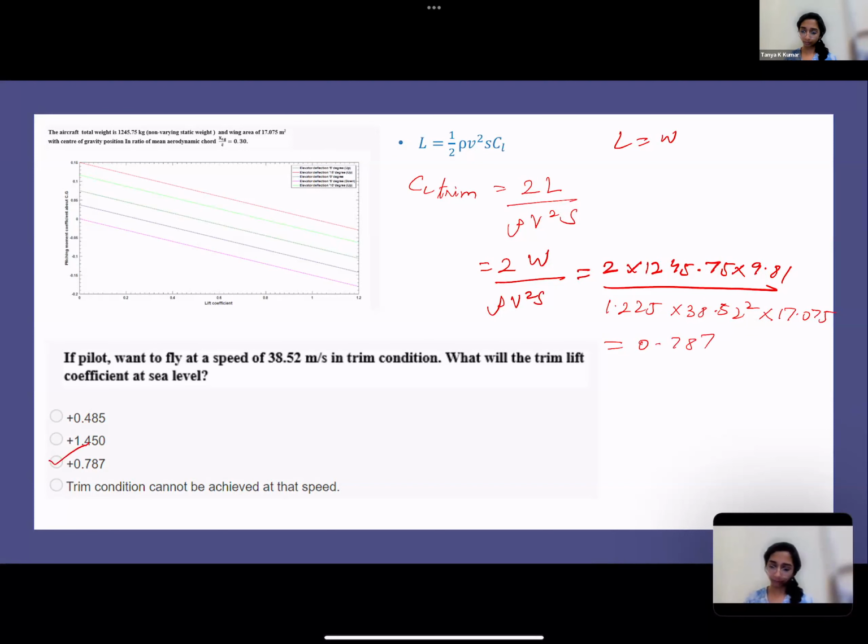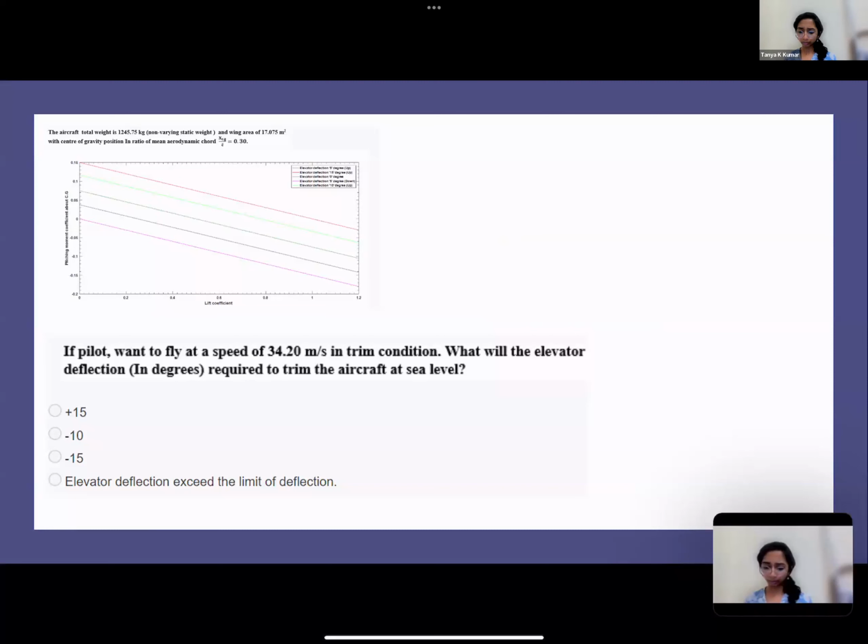That is given here. On to the next question. Note that it's a similar question, but they've changed the velocity. The pilot wants to fly at a speed of 34.2 meters per second in trim condition. What will the elevator deflection required to trim the aircraft be? In the previous question they asked you for CL. Now they're asking you for elevator deflection. So you know the relationship between CL trim and required elevator deflection. So just try to solve it using that. I'll give you a couple of minutes to solve that.